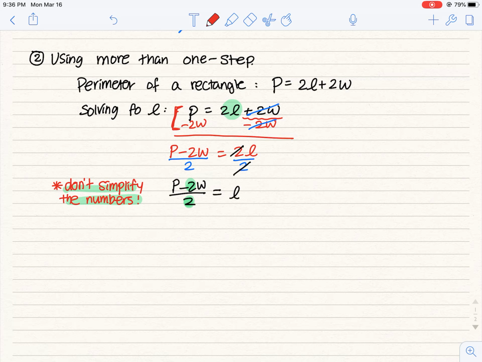Let's try some other questions. For example, let's say solve 5a plus 7 equals b for a. So you have an equation or a formula, and you have to solve for the given variable.